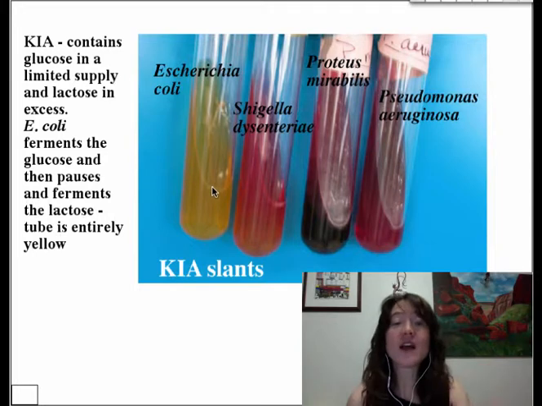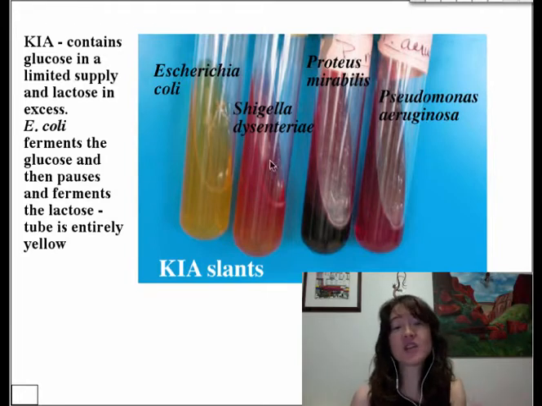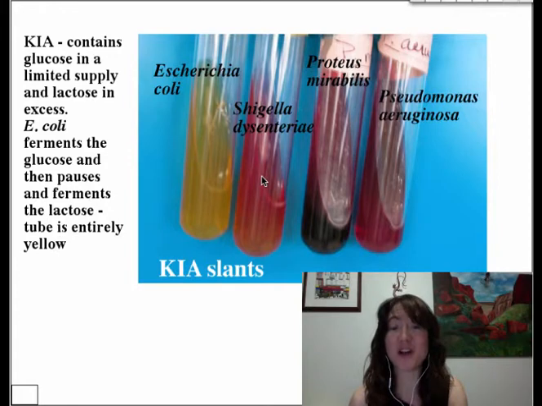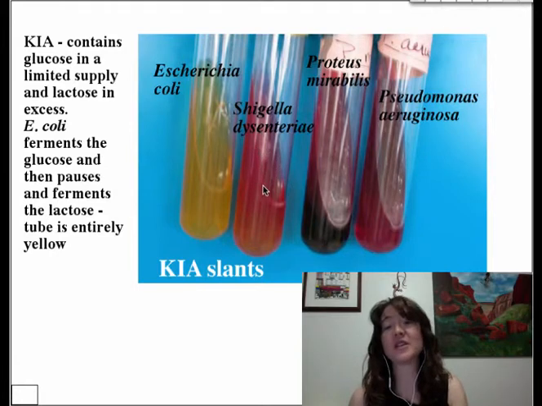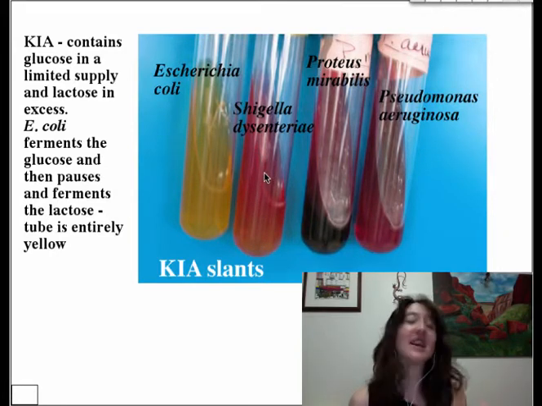But after all that glucose is gone, the genes needed to eat lactose are upregulated. Now, Shigella dysenteriae can't eat lactose. It doesn't have a lac operon, right? So it is incapable of moving on to the lactose. And that's why the tube stays red over yellow, because Shigella is not degrading the lactose.